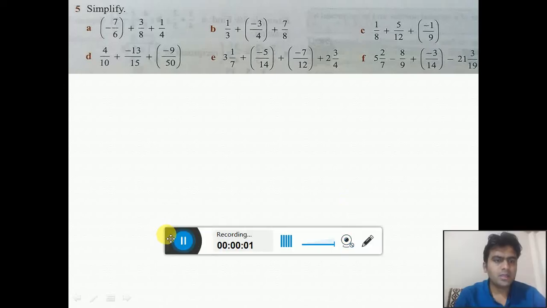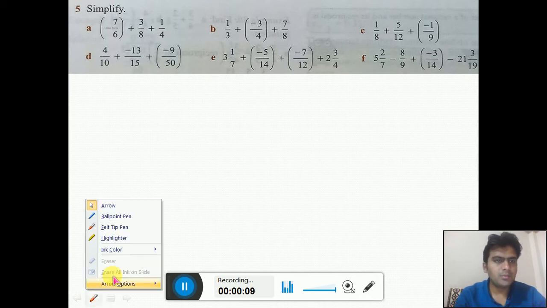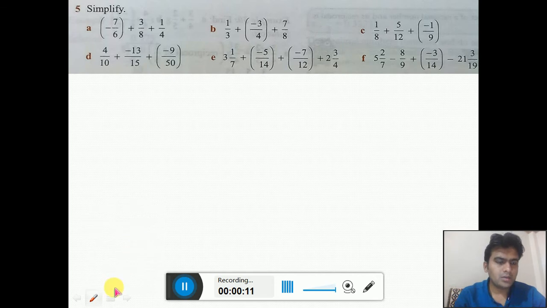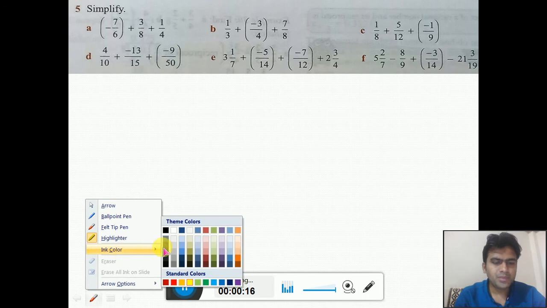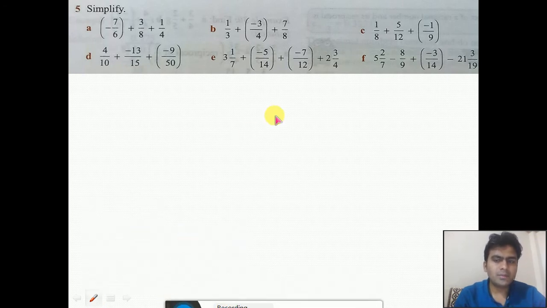Question number 5. Simplify. In this question there are 3 or 4 rational numbers. We have to add or subtract according to the signs given. First we will solve the bracket. After solving the bracket, we will make the denominator equal. After making the denominator equal, we will add and subtract their numerators.